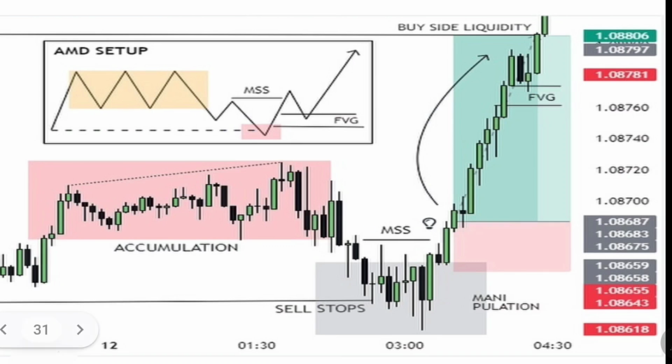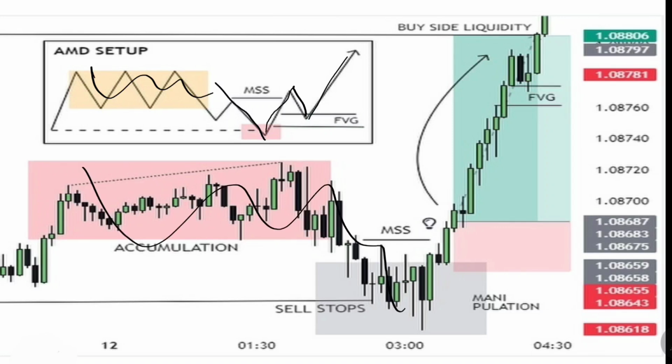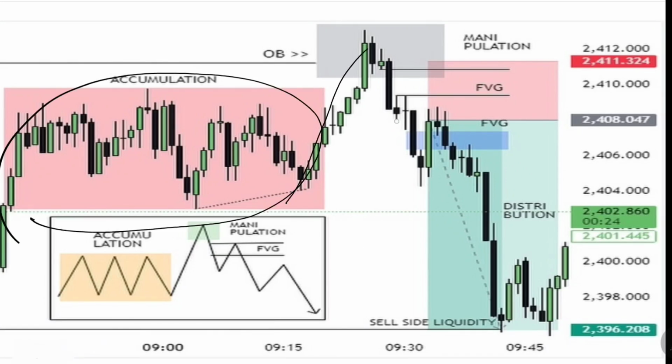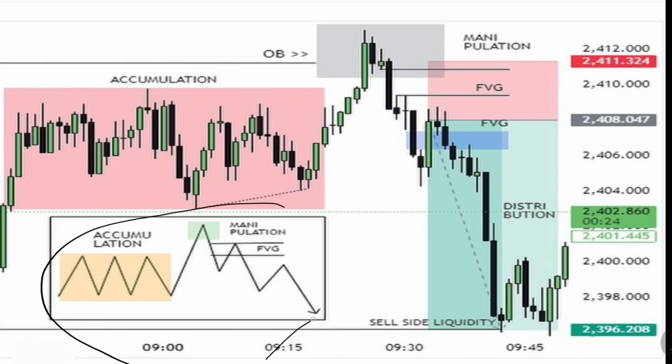You can see how there's an AMD setup: accumulation, manipulation, a shift in market structure, return to FVG, and a buy. As you can see clearly here. Okay, this is another setup, for a sell scenario. You can see that is the accumulation phase right there. Manipulative move, change of character, return to FVG or order block, and now a sell-off. So you can see the pattern right there.